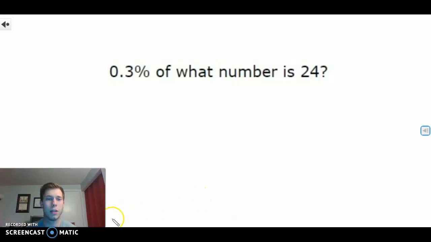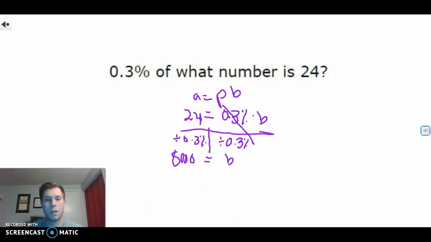Okay guys, take a moment and see if you can figure this one out. So for this one, you're going to substitute in your percent for P at 0.3%, very small percent, and 24 as your part. When you figure this out, you end up with your whole as 8,000.